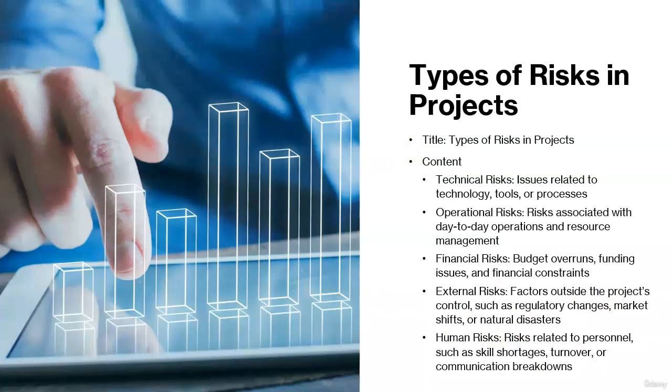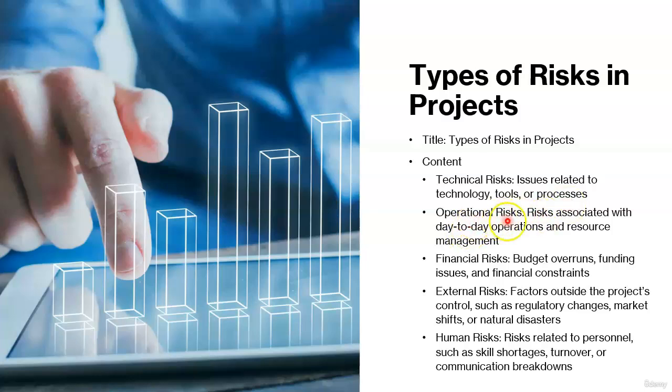Let's discuss different types of risk in projects. Risks in projects come in many forms, and it's important to understand the different types so you can manage them effectively. Some common risks are mentioned here, like technical risk. Technical risks are related to the technology, tools or processes used in the project. They can include issues like software bugs, hardware failures or unrealistic technical requirements.